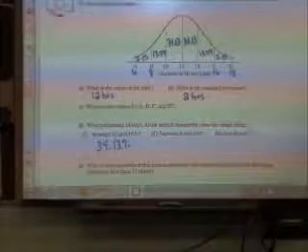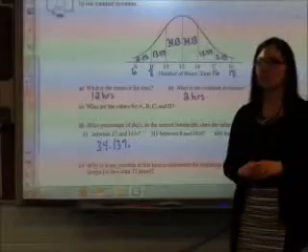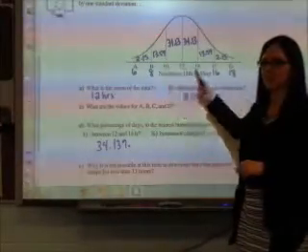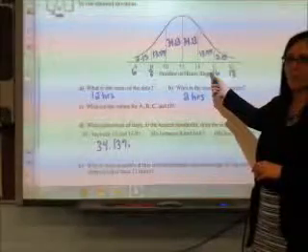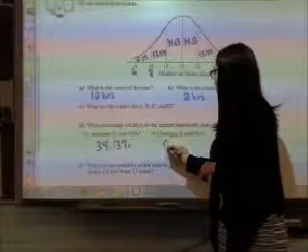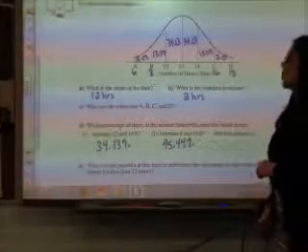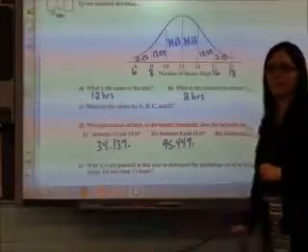So what percentage of the day does the infant sleep between 8 and 16 hours? If I add all these together, that was within 2 standard deviations. You figured that out. 95.44%. What percentage of babies sleep for less than 6 hours a day?